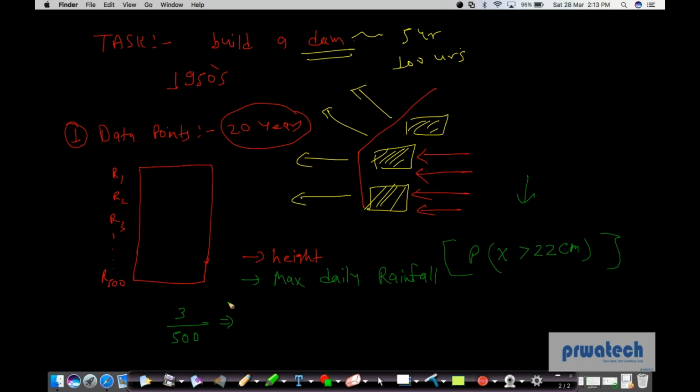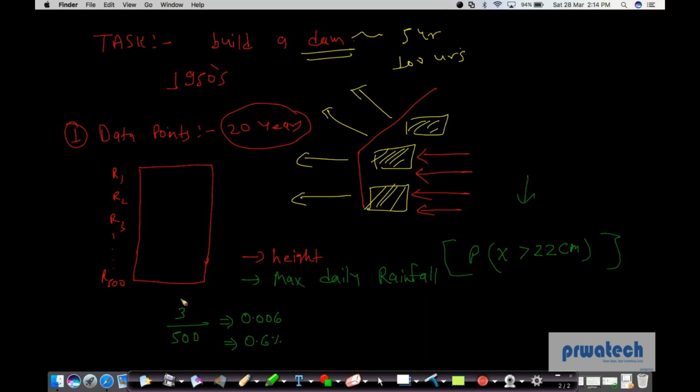So this answer is coming as 0.006. Okay, this is coming as 0.006. This is the probability value, and if I say it in percent, this is 0.6%. 0.6% is the probability that the maximum rainfall can be more than 22 centimeters.